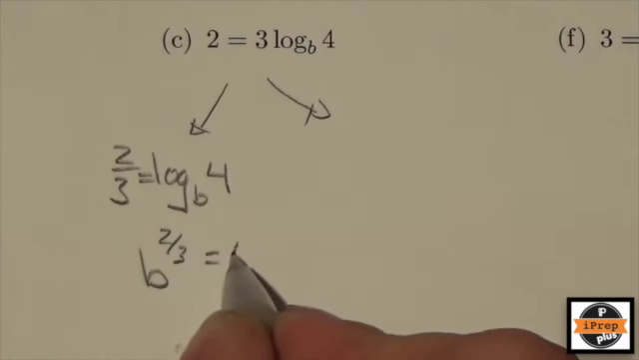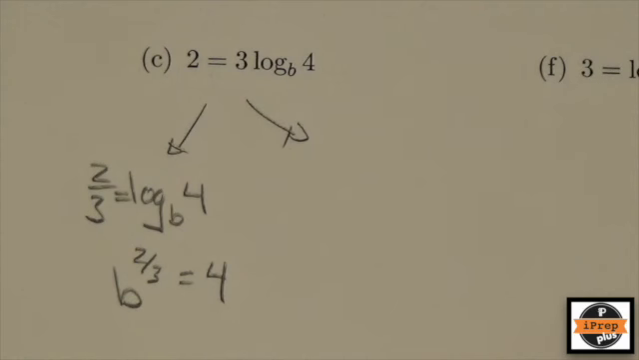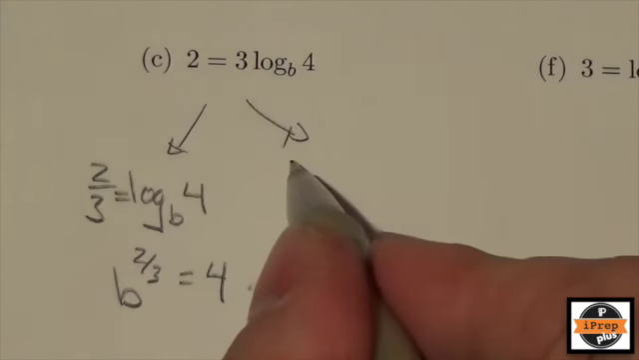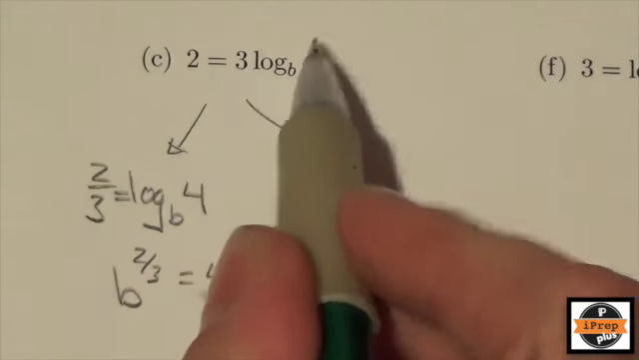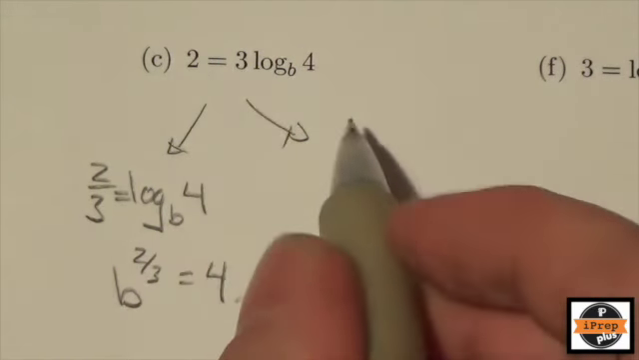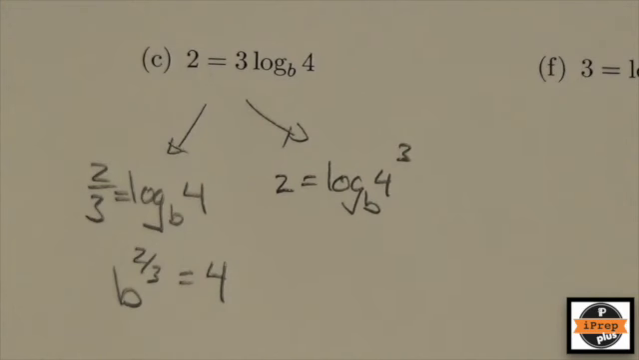Now, if you're familiar with the laws of logarithms, if that's comfortable for you right now, another thing we could do is take that coefficient up as an exponent in the argument of the logarithm. So this becomes 2 is equal to the log base b of 4 cubed. Make sure that that looks clear. 4 cubed. And that's okay as well.